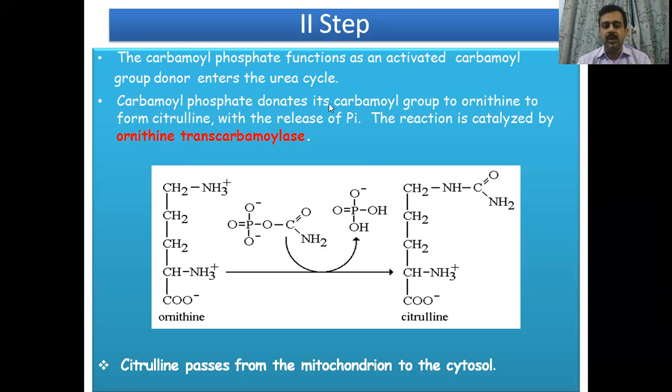Step two: carbamoyl phosphate functions as an activated carbamoyl group donor and enters the urea cycle. Carbamoyl phosphate donates its carbamoyl group to ornithine to form citrulline, with the release of Pi. The reaction is catalyzed by ornithine transcarbamoylase. This is the ornithine that has been generated in the previous reactions, and it is now converted into citrulline. Citrulline passes from the mitochondrial matrix to the cytosol.